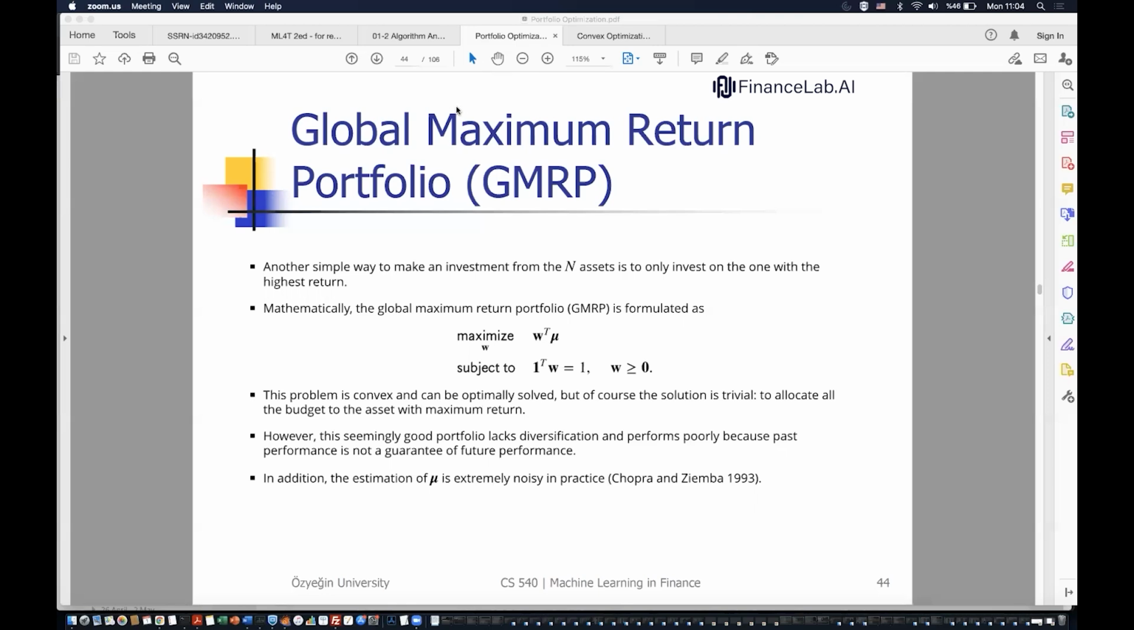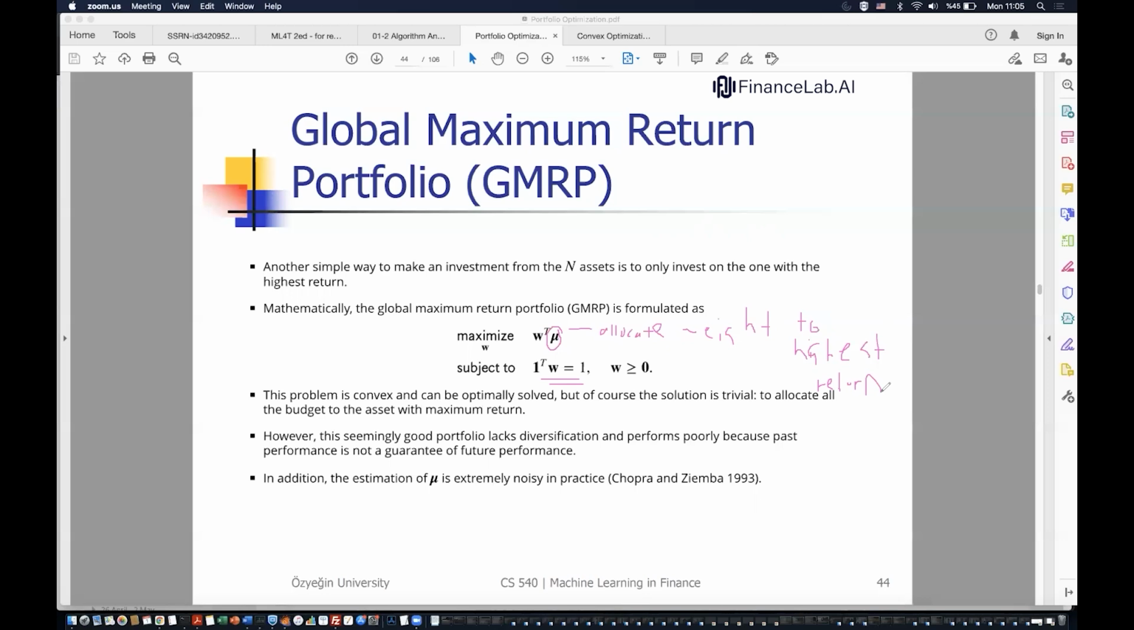So we want to allocate the weights such that the weights will sum to 1 among n assets, and we want to maximize the weight times the expected return. In this case, the simplest solution will be to allocate the weight to the highest return, which will give us the optimal solution. This is a trivial solution, and that will give us the global maximum return portfolio solution. We are allocating all the budget to the asset with the maximum return.